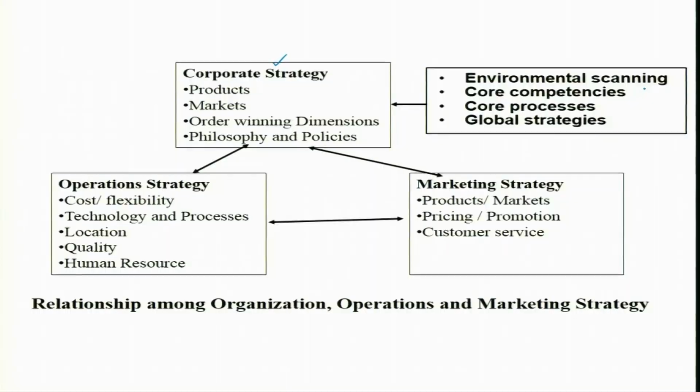Then to decide that, I will scan the environment, core competencies, core processes and the global strategies I am going to follow. From this I will design my operational strategy: how much flexibility I should have, what type of technology and processes I can have, where I am going to locate my factory, quality aspects and human resource related aspects. Based on this, I will decide my products and markets, pricing, promotion and customer service.